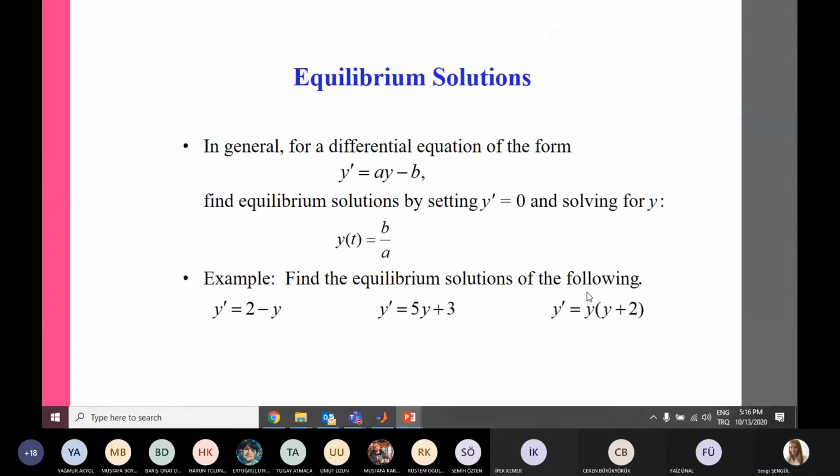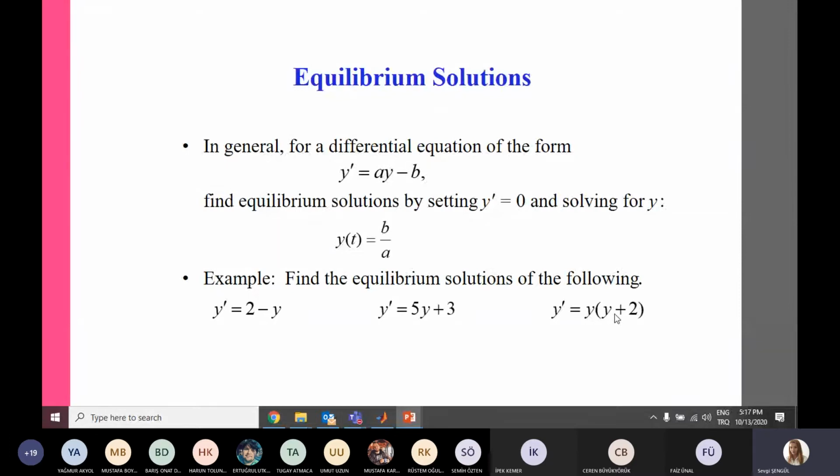Okay? And in general, for this kind of equation, this is a linear equation, we will be classifying it a little bit later. To be able to find the equilibrium solution, you set this equal to 0 and solve for y. For example, this one, y equals 2 is an equilibrium solution. For that one, y equals minus 3 over 5 is an equilibrium solution. And for this one, you have two equilibrium solutions. One is 0, one is minus 2.